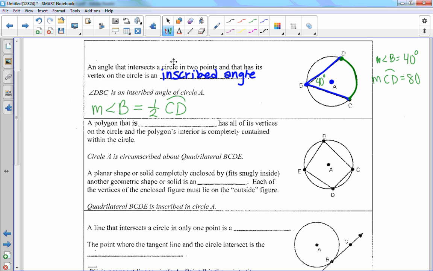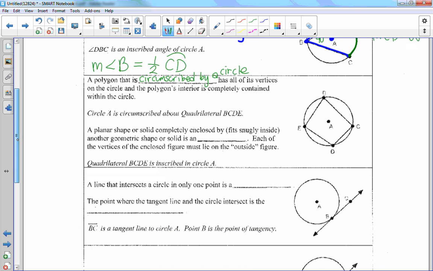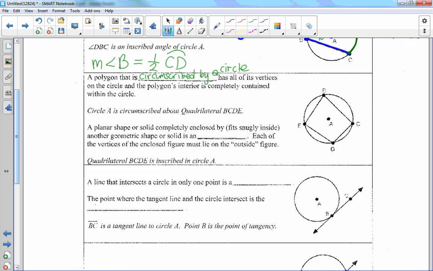A polygon that is, notice the polygon is on the inside, the circle is on the outside. What's that vocabulary word for going around? And inscribed is on the inside. What's the word for on the outside? Circumscribed. A polygon that is circumscribed by a circle, meaning the circle is on the outside, has all of its vertices on the circle, and the interior of the polygon is completely contained inside the circle.